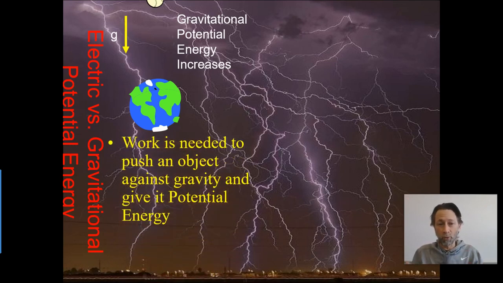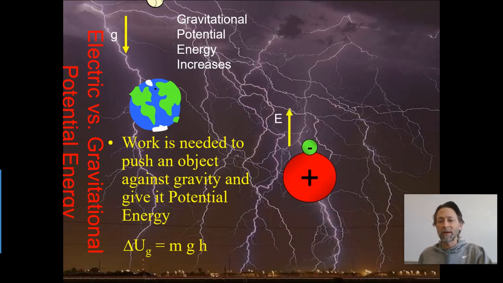So I would need to do work to push the object up against gravity, and then that would give it potential energy. Now remember, the equation that we use for that is mass times gravity times height, or another form of force, which is the weight, times the distance, which is the height. So mgh is our gravitational potential energy.